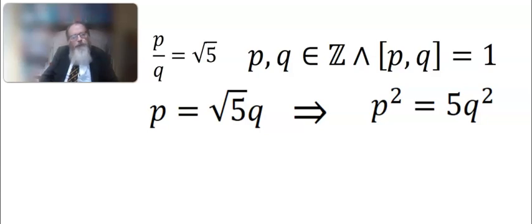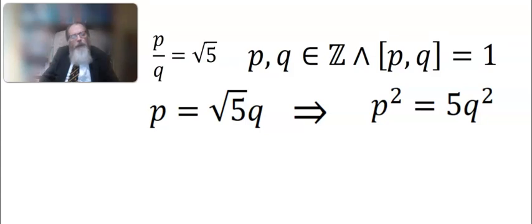And here is a proof that the square root of 5 is irrational, in which we'll be using an even-odd contradiction. We start with the supposition that p upon q equals root 5, where p and q are members of the integers and their greatest common divisor is 1.